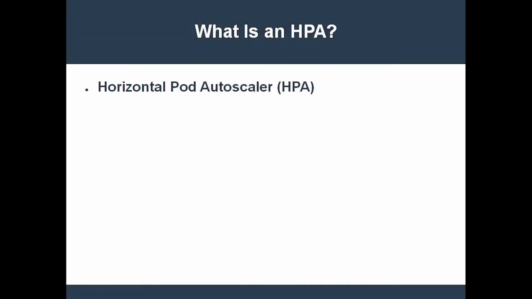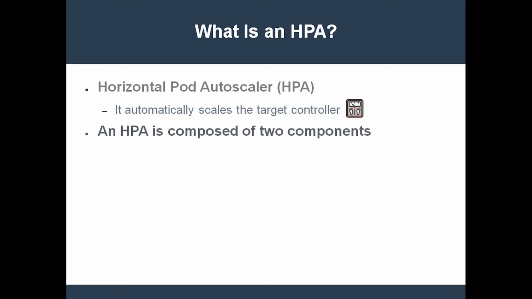A horizontal pod autoscaler, commonly known as an HPA, is essentially a helper component which is attached to a scalable controller like a deployment or a replica set. An HPA monitors the resource usage of the target controller's pods and scales the number of pods based on its observations. An HPA is composed of two components, an object and a controller.